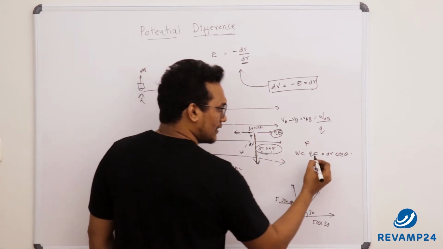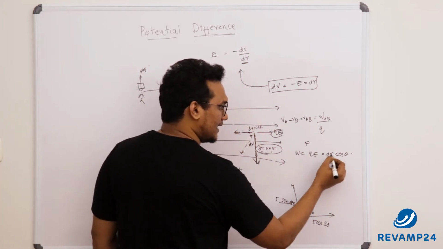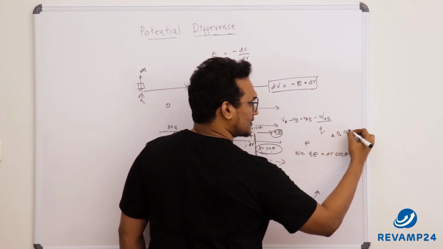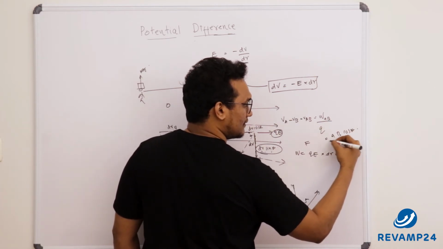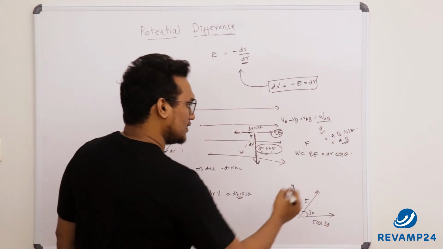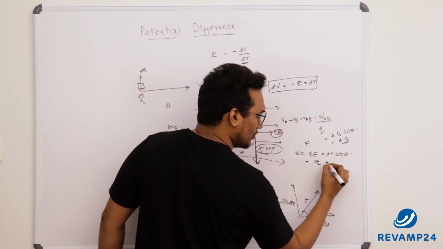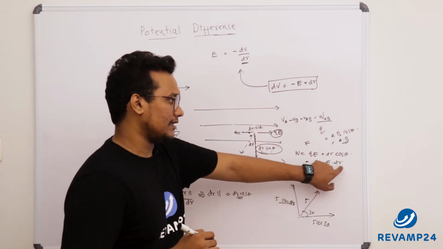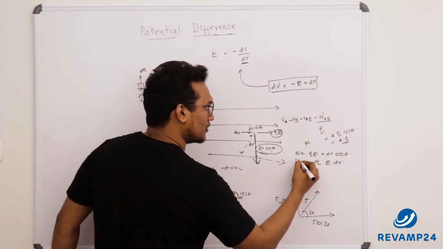Now E is a vector, dr is again a vector. So what is a vector times another vector times cos theta? I can simplify this as A dot B, that is the dot product. So I can represent it as Q into E dot dr, that is nothing but E dr cos theta. So this is work done.